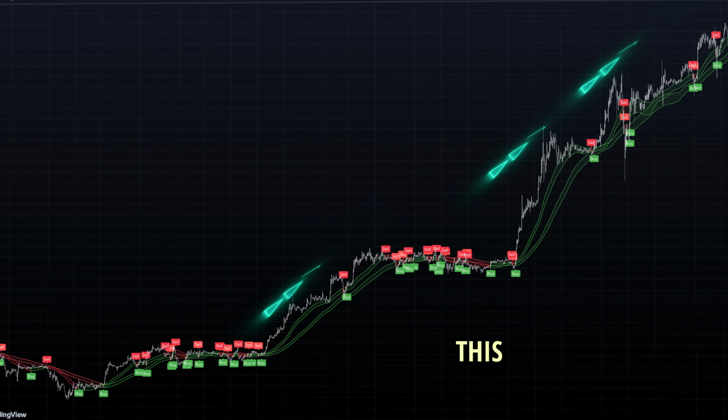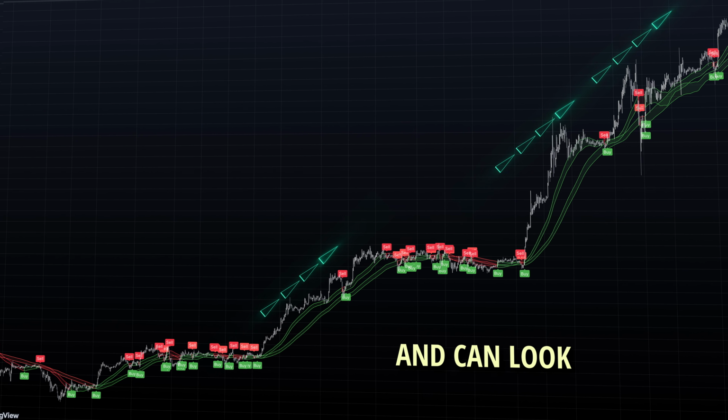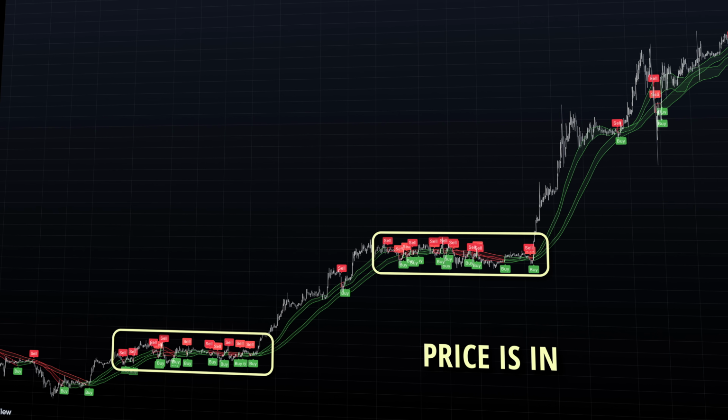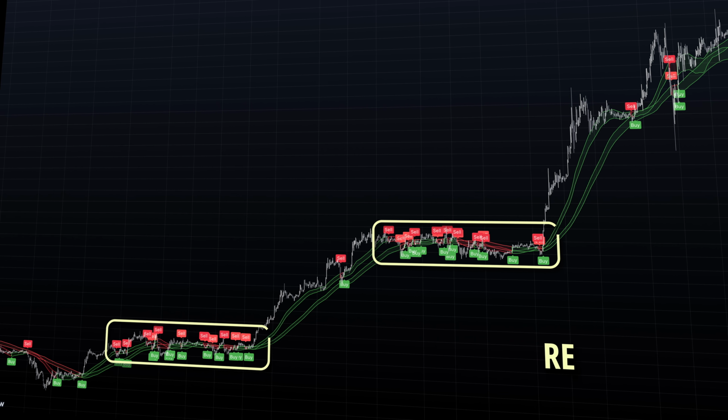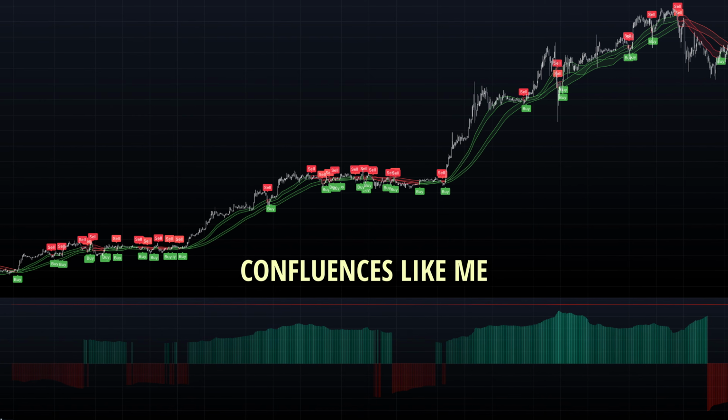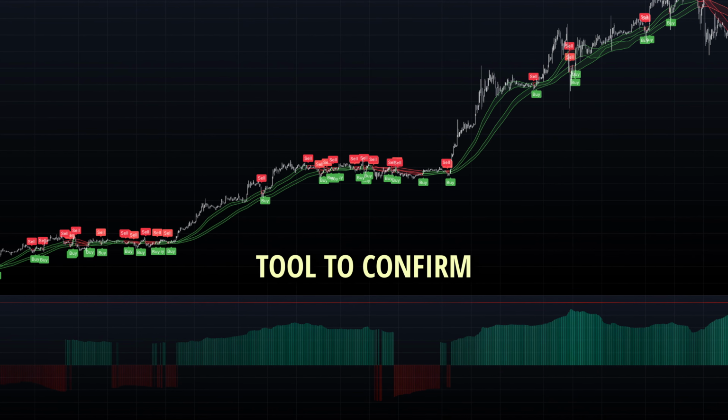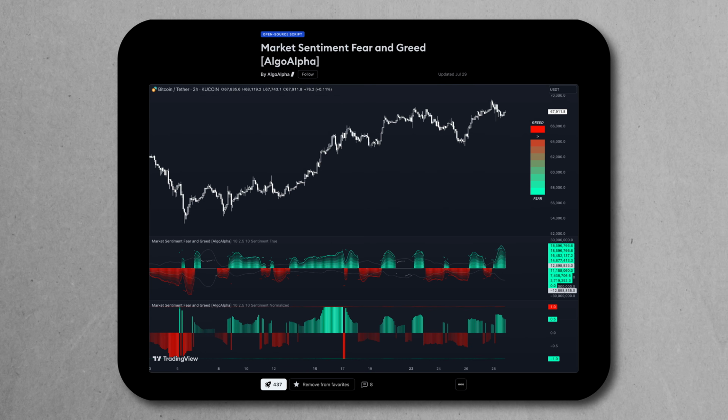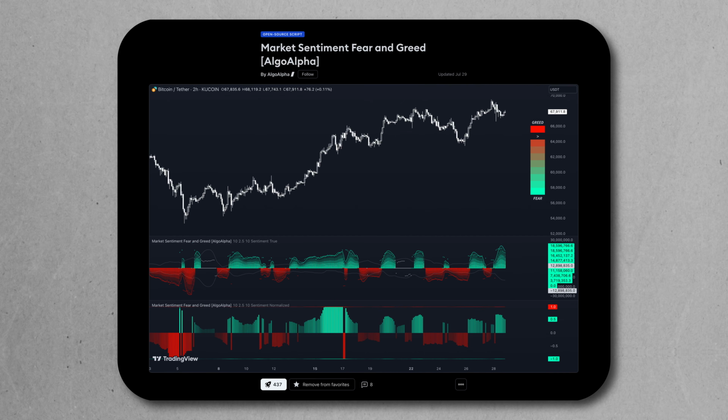It's worth mentioning that this strategy works best in trending markets and can look quite messy while price is in the range. That's why patience is key here. If you prefer trading with more confluences like me, you can add another tool to confirm market sentiment. I use the Market Sentiment Fear and Greed by Algo Alpha.